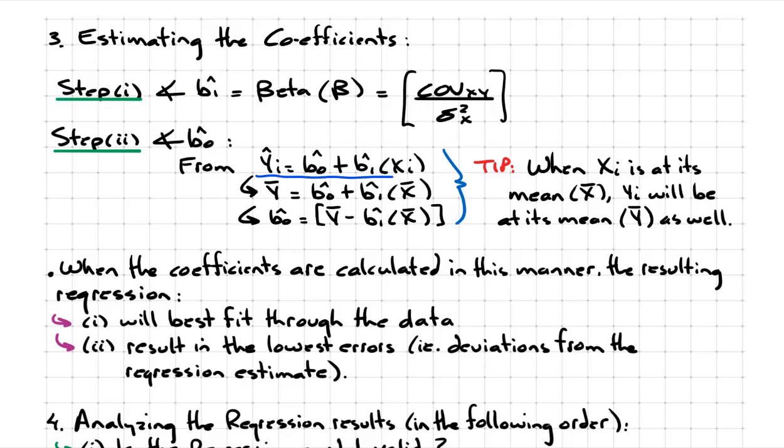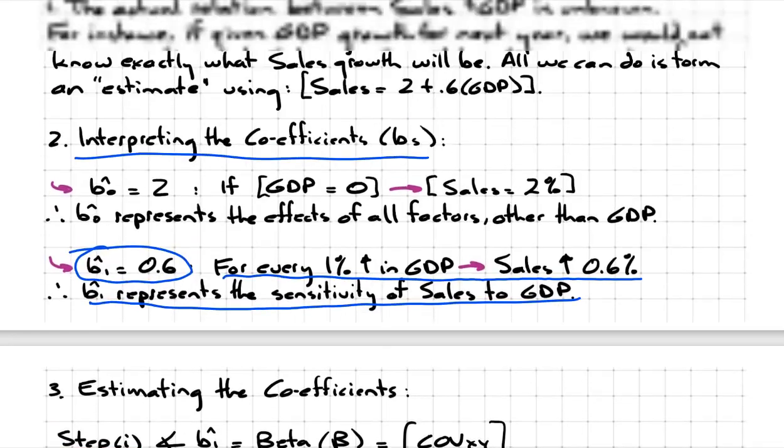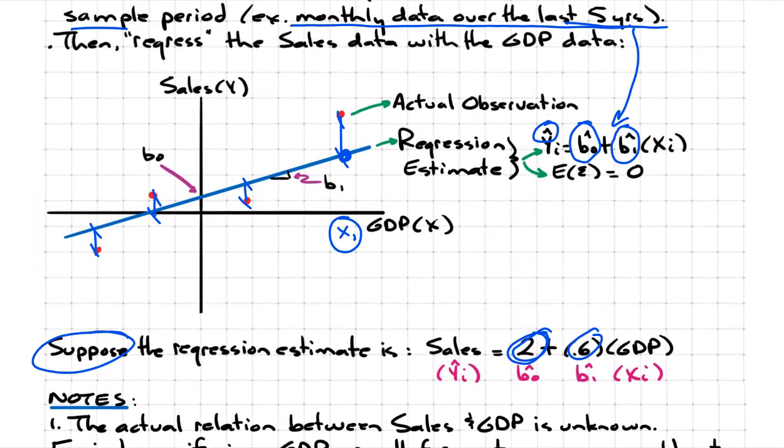So here's our regression estimate. That's the same one we saw previously. And here's an interesting property. When x is at its mean, y will be at its mean as well. So that's a property of constructing a regression. And I'll just take you to my original graph here just for a second, and I'll show you what I mean.